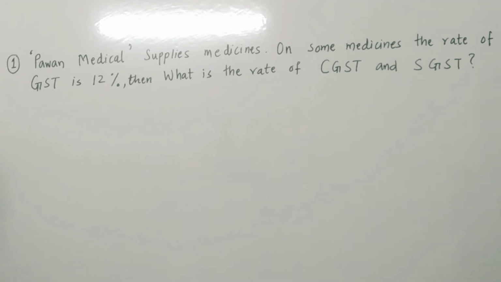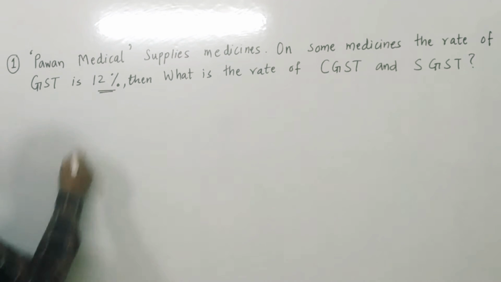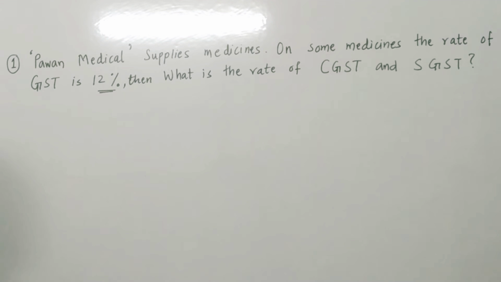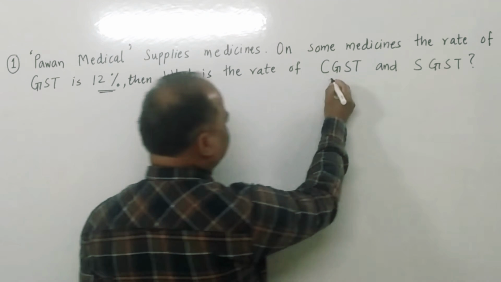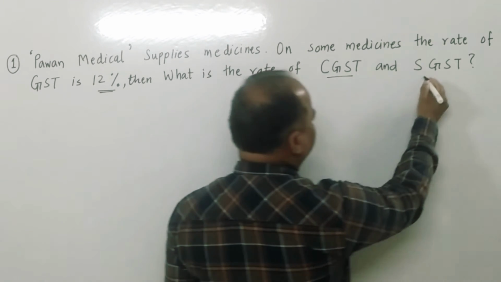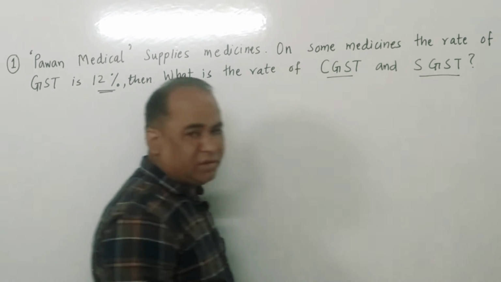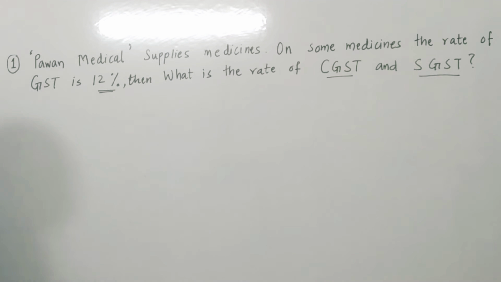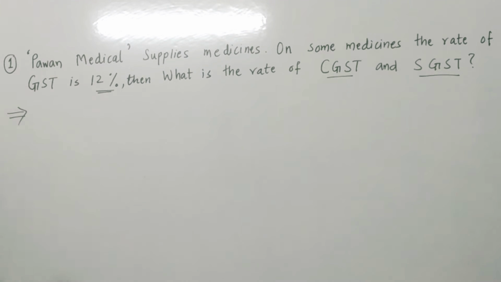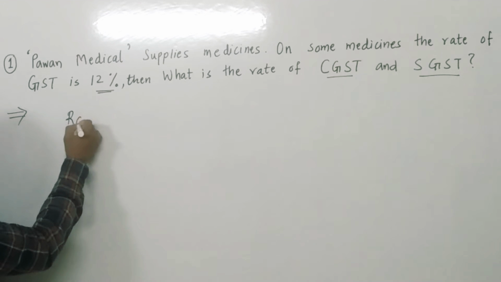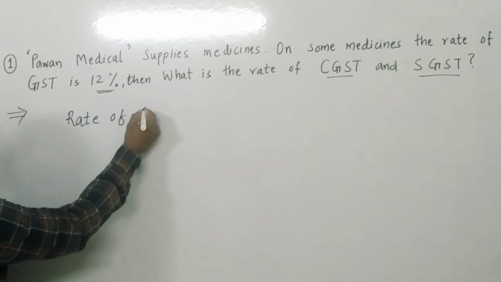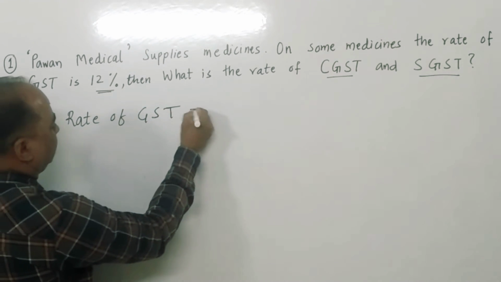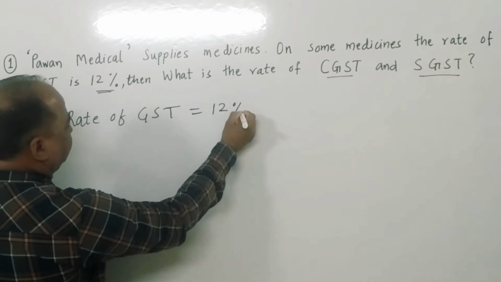First example, Pawan Medical supplies medicine. On some medicine, the rate of GST is 12%. Then, what is the rate of CGST, that is Central Goods and Service Tax, and SGST, that is State Goods and Service Tax? Another given thing is the rate of GST on medicine. Rate of GST on medicine is 12%.